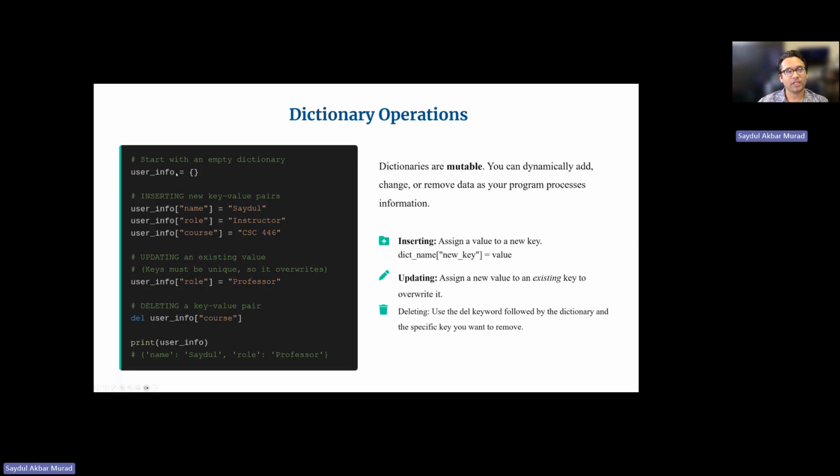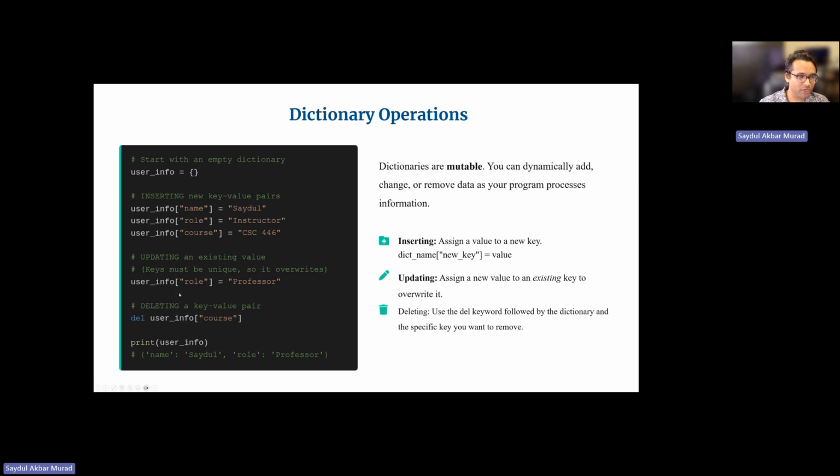Okay. Here you see the example. I have user info equal to two curly brackets, which means an empty dictionary. Inside that, I'm adding values. First, user info name, that is the key. I said Sidle, meaning my first name. Again, I'm creating another entry, user info role. This is the key, and I'm the instructor for this course. Another is user info course, a unique key, and CSC 446. That's the course ID. So here you see, for three different keys, I created three different values.